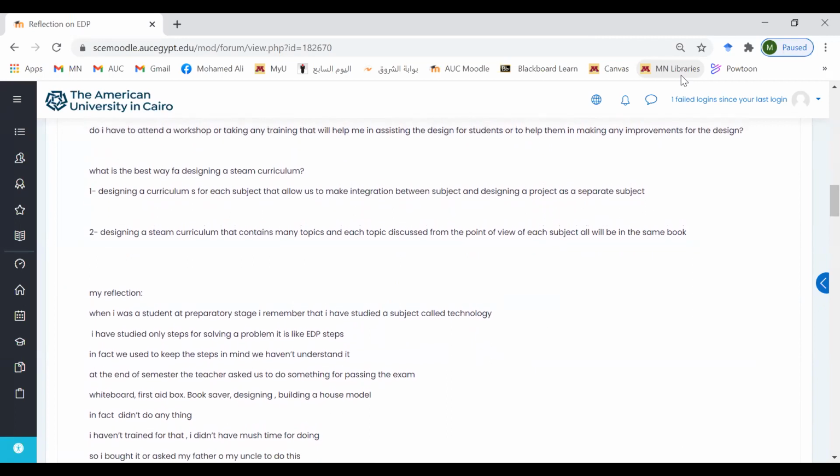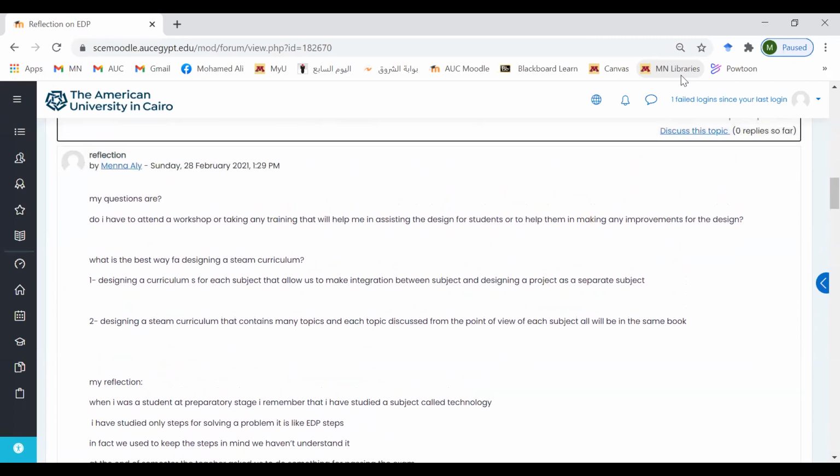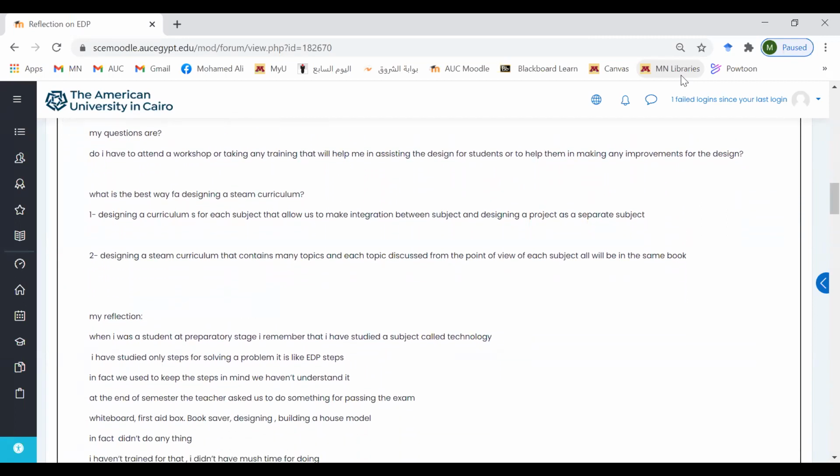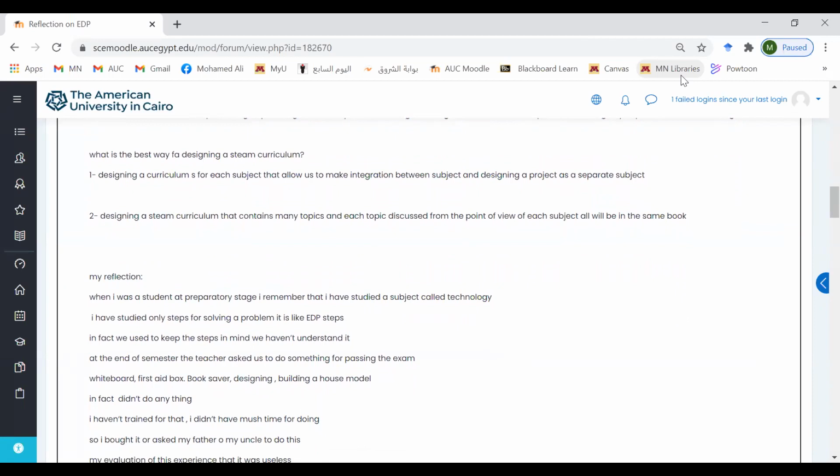What is the best way for designing a STEAM curriculum? So I have answered this question, Minna. The best way is using UBD.